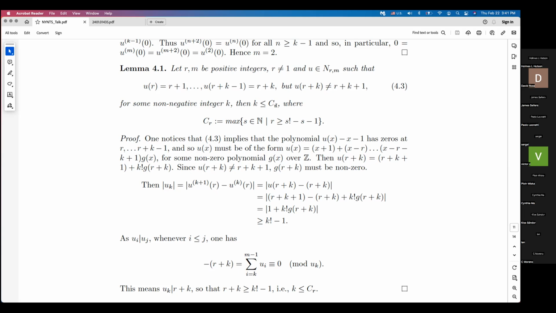k is actually less than or equal to C_r, where C_r is basically the maximum of the set of all positive integers s such that r is greater than or equal to s factorial minus s minus 1. This was the basis of the proof of all of the arguments that I stated as new results.